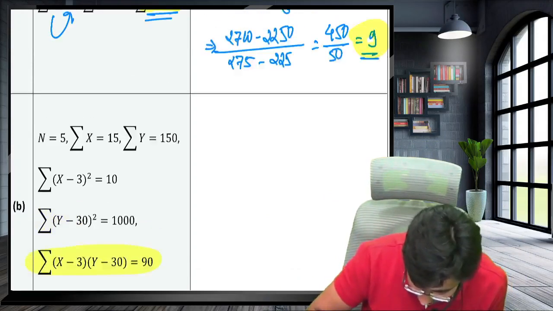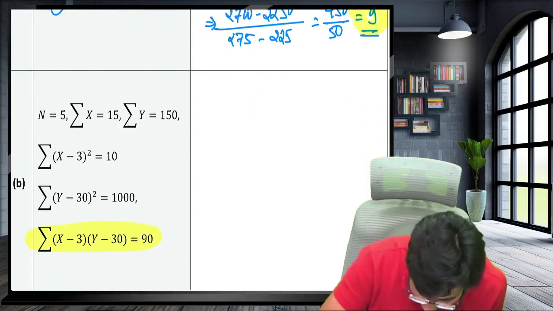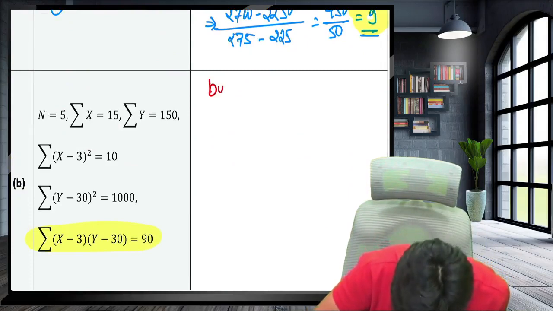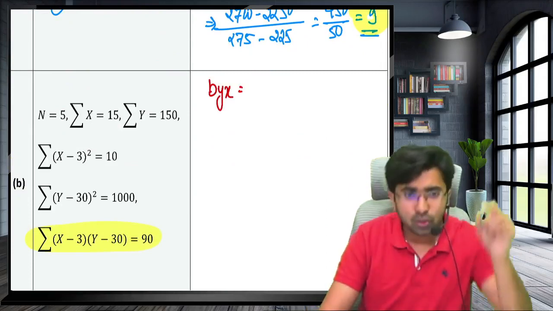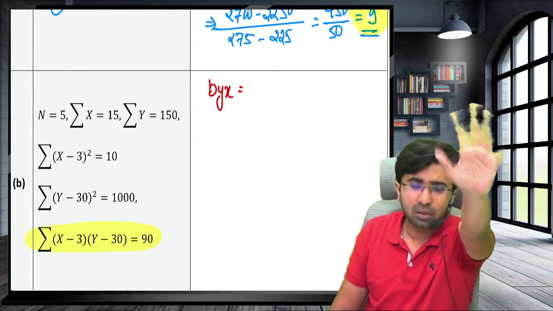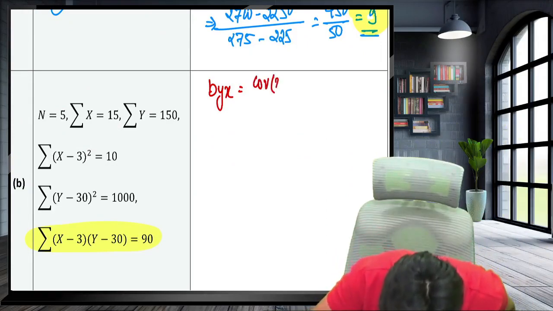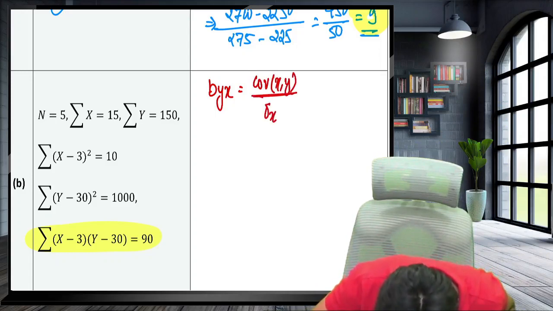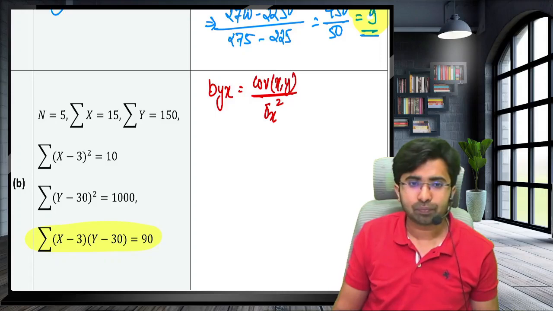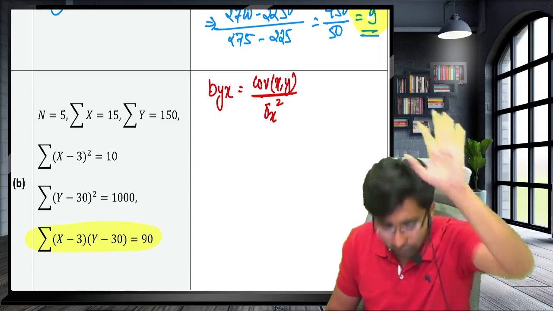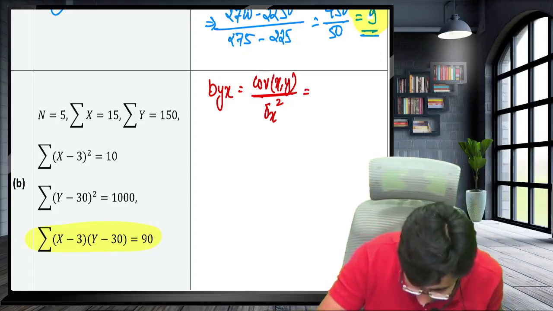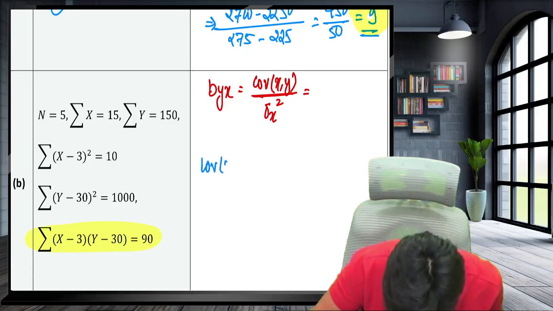Sir, you need us to calculate the standard deviation of x and y, and either you can calculate r. Can you calculate r? No. Now there is only one formula left, that is covariance between x and y divided by standard deviation of x whole square. Guys, can you calculate the covariance and put it over here? Yes, sir. We can calculate the covariance between x and y.